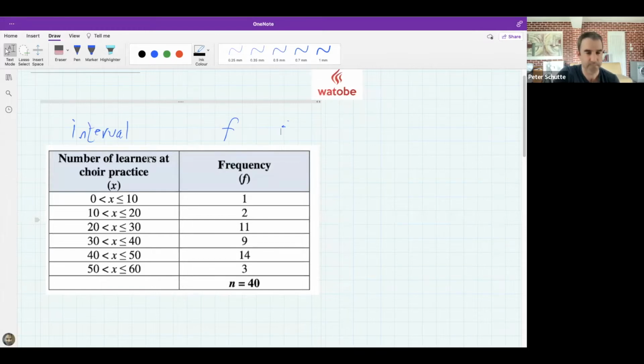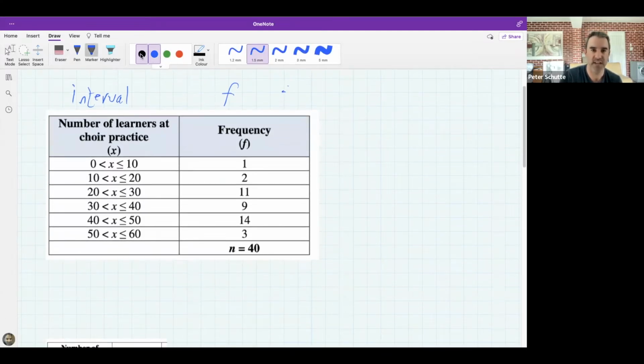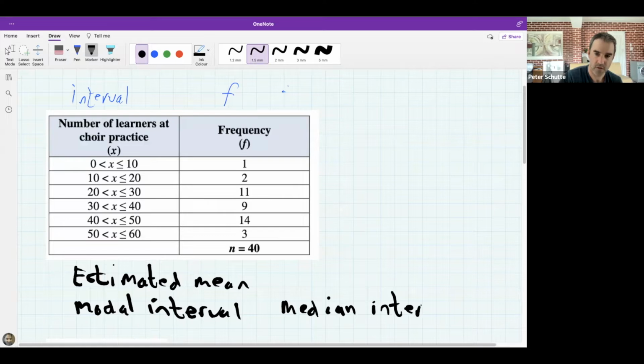So in the previous lesson, the big thing was we were working with grouped data, and we had to find a couple of different measures of central tendency, but in the context of grouped data. And so we had to find the estimated mean, and we also found the modal interval, and we found the median interval. So it's almost like we were finding the mean, the mode, and the median, but for the way that we do it with grouped data.